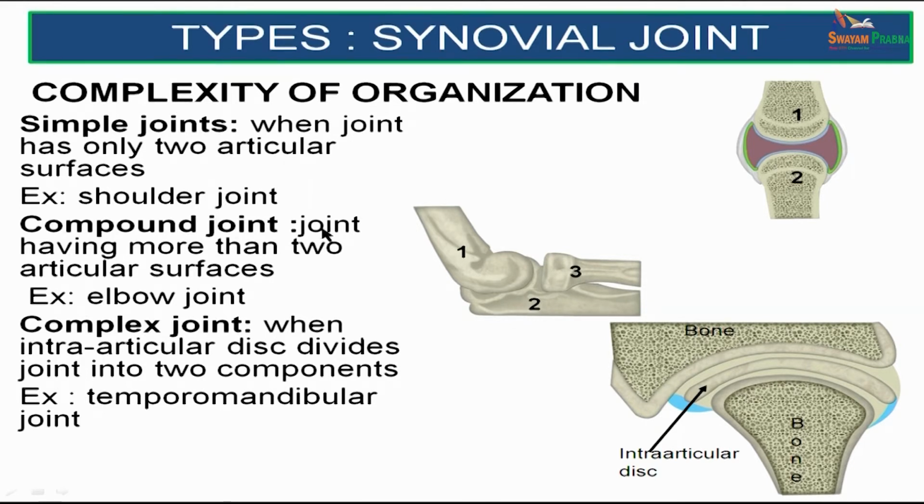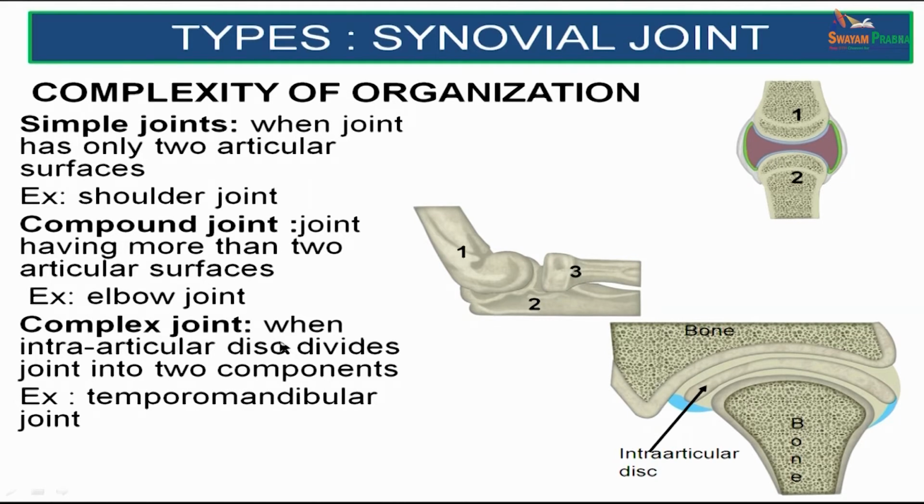Then compound joint. It is a joint which has more than two articular surfaces. So, looking at this picture, we can see one bone, then we can see another bone and we can see another bone. So, whenever we have more than two surfaces articulating, it is called as a compound joint. Example, elbow joint.